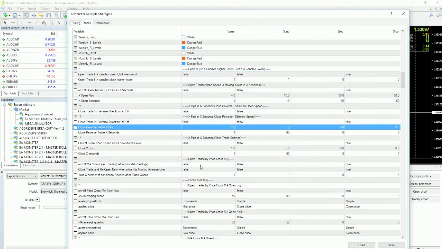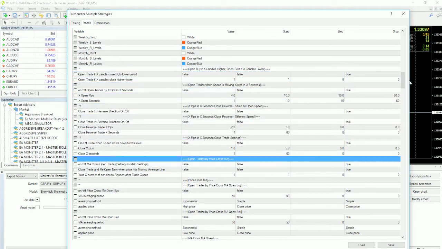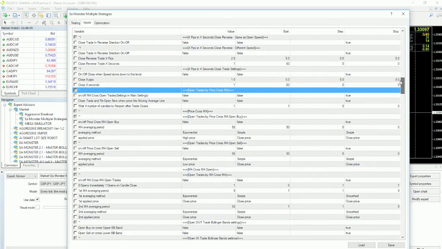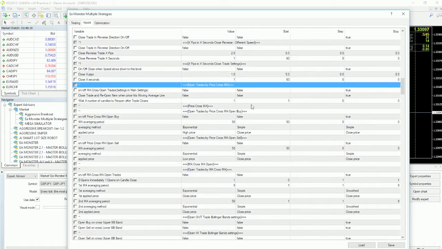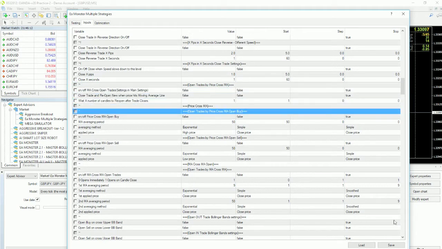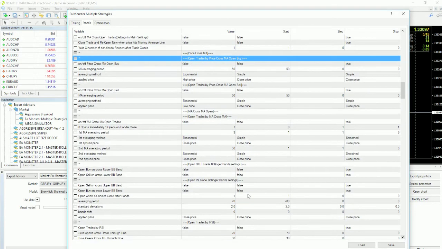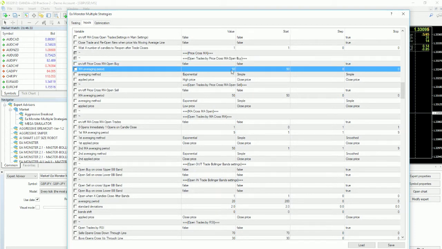I replaced it with these here. Where is it? I can't even find my own inputs on here. It's so big. Open trades by price cross MA. Yeah, you might not even need to use that, because if you look right below it, this one here, open trades by price cross MA, open buy, open sell. I replaced it with something a little more robust.